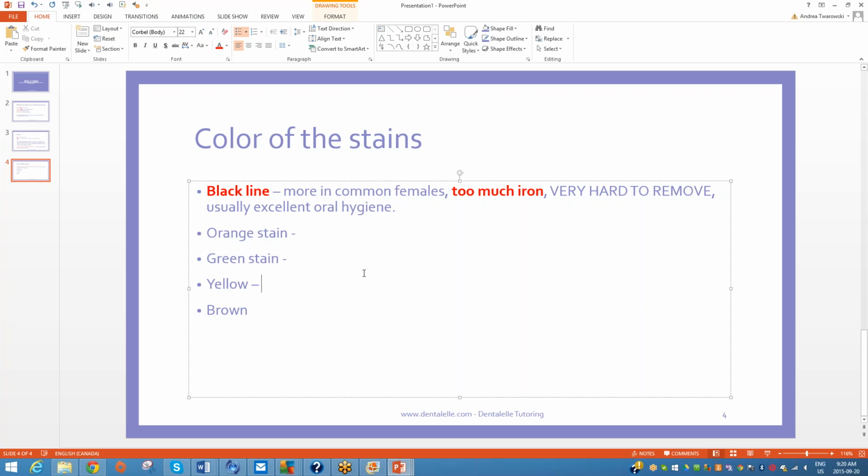But the good thing about this, you typically don't have to worry about plaque or tartar because there's not a lot. It's just mainly this black line stain. So that's great to mention. It's good to know for the board exam. Thank you very, very much.